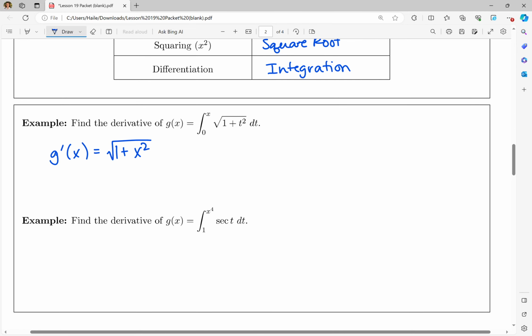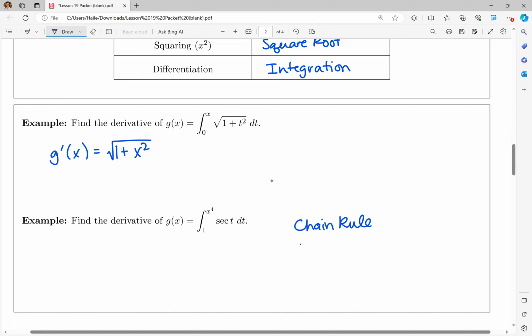Hopefully you don't have too many questions on that one, but let's look at a slightly more difficult one. If we want to find the derivative of g of x is equal to the integral from 1 to x to the fourth of secant of t dt, you can view this as a chain rule, actually. This is what I was talking about in the statement of the theorem when I translated it, and I said we might need a chain rule. It's not as simple as just canceling.